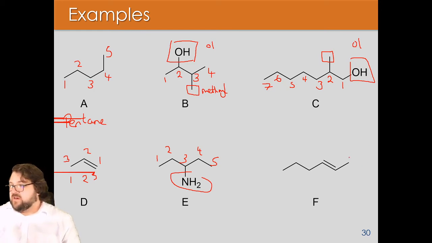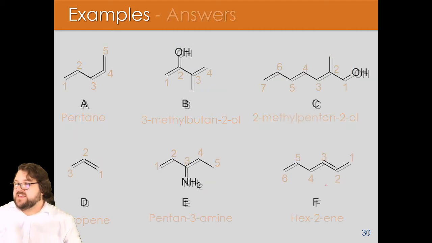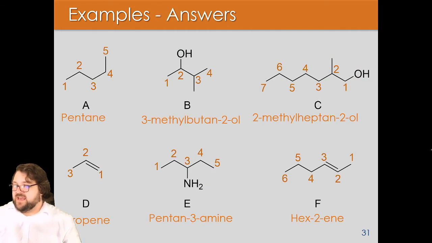Finally, what have we got here? The functional group is over here on the right-hand side, so I'm going to count from this carbon. 1, 2, 3, 4, 5, 6. Okay, I've got a hex. I've got a hexene because I've got a double bond there, and the double bond is on the second position, so this is a hex-2-ene there. Lovely. So let's write up those answers a little bit more clearly.